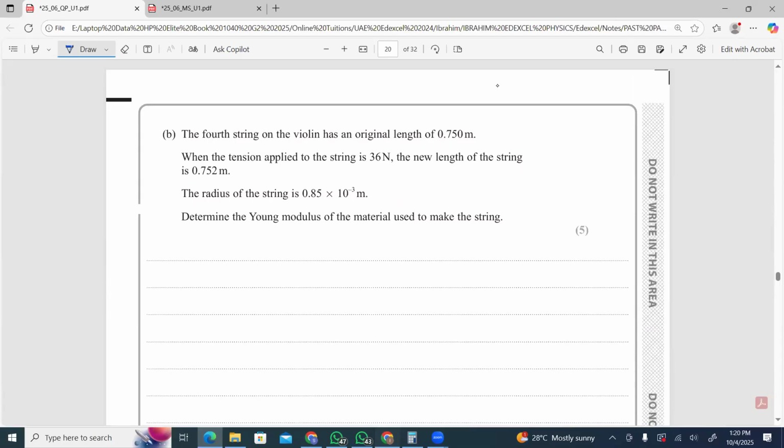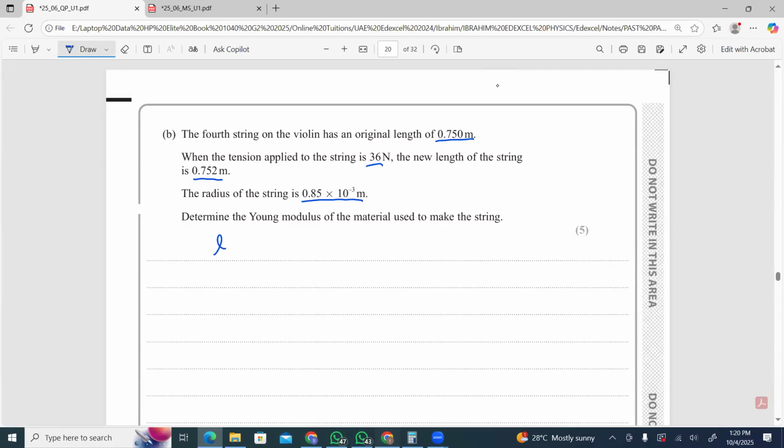The fourth string on the violin has an original length of 0.75 meters. When the tension applied to the string is 36 Newton, the new length of the string is 0.752 meters. The radius of the string is 0.85 into 10 to the power minus 3. Determine the Young modulus of the material used to make the string. Very easy question.